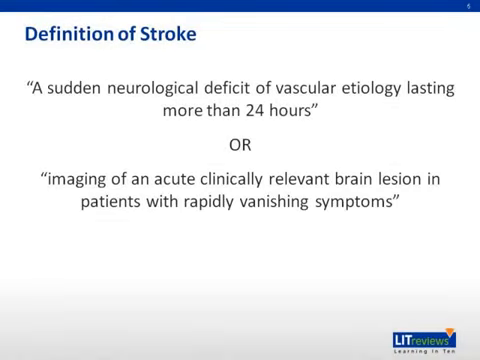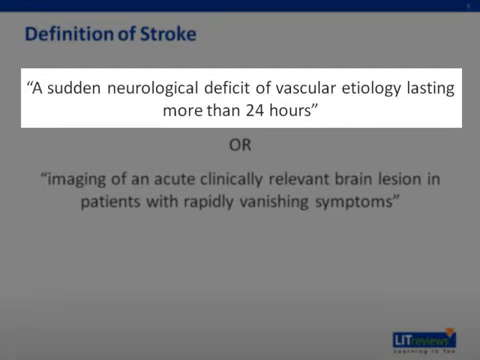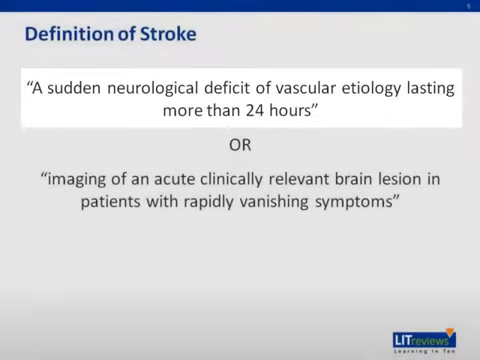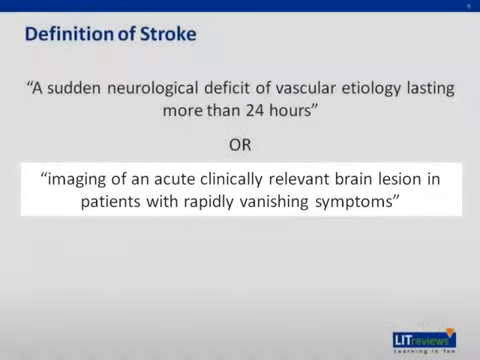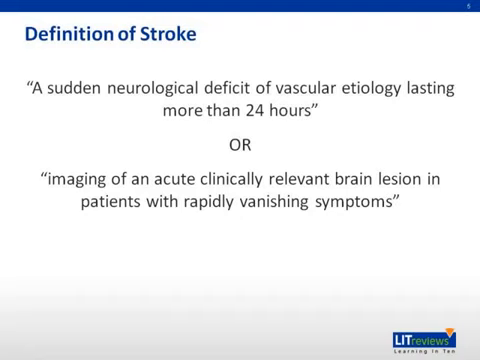Stroke is classically defined as a sudden neurological deficit of vascular etiology lasting more than 24 hours. However, with the advent of modern imaging studies, there are some modifications to the definition. Patients with rapidly vanishing symptoms and imaging of an acute clinically relevant brain lesion are considered to have suffered from a stroke. A transient ischemic attack, or TIA, is a transient episode of neurological dysfunction caused by focal brain, spinal cord, or retinal ischemia without acute infarction.